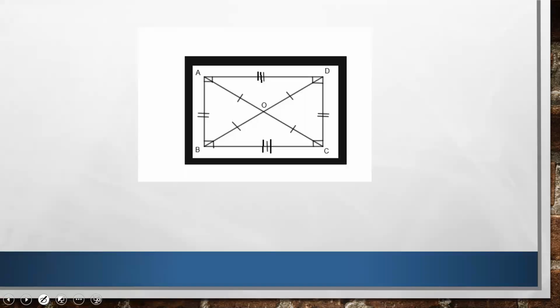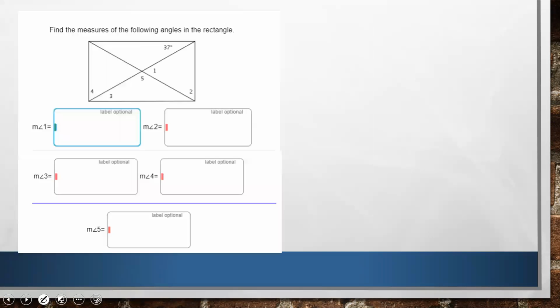Those are the up and down ones. And then the side to side isosceles triangles are acute. Now we're going to use this idea of isosceles triangles to solve a problem like this. It says find the measure of the following angles in the rectangle.